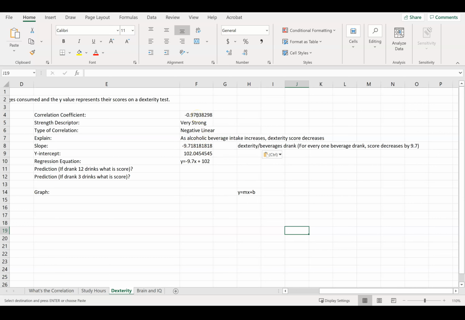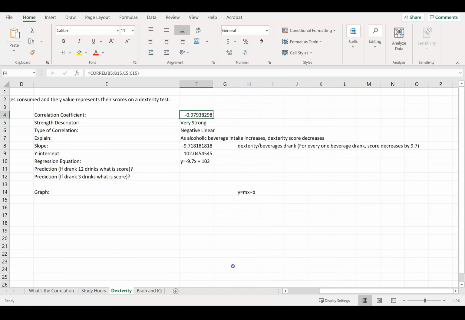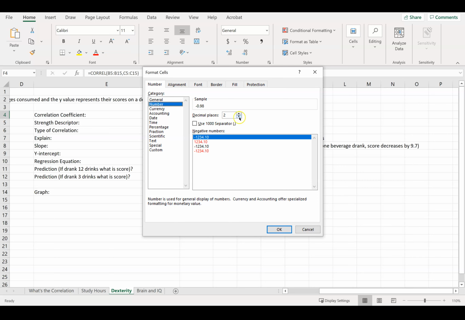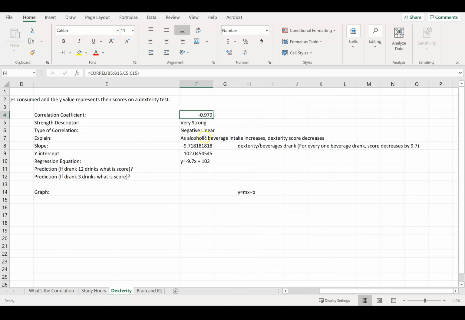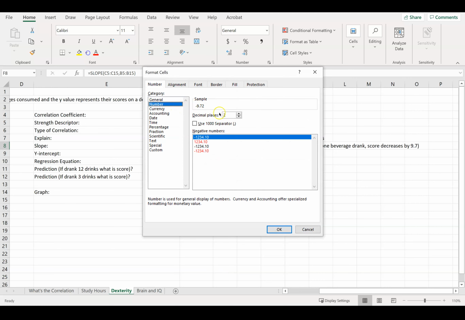By the way, if you want to fix these decimals, you can change their format. So right-click, Format Cells. You're going to tell it it's a number, and if you want 3 decimal places, for example, you can click 3 decimal places and press OK. For slope, it's probably enough to give 2 decimal places, or even 1 decimal place.